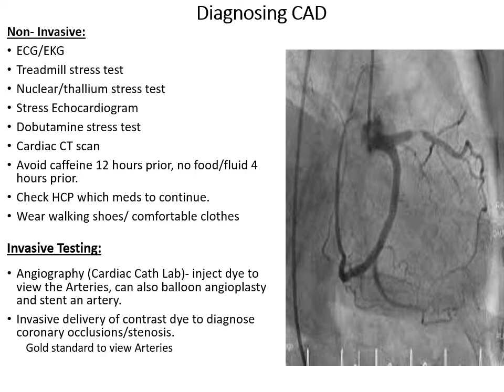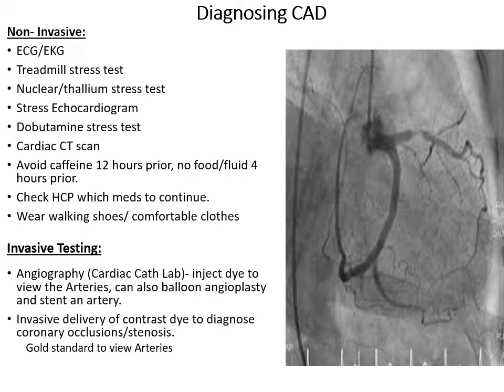Now, why do we want to see which medications? If you're on beta blockers or calcium channel blockers, that might stop you from getting to a certain heart rate, which is needed on many of these stress tests to see how the heart responds to a fast heart rate. So for many of the stress tests, we ask people to hold their beta blockers or calcium channel blockers a few days before the test.